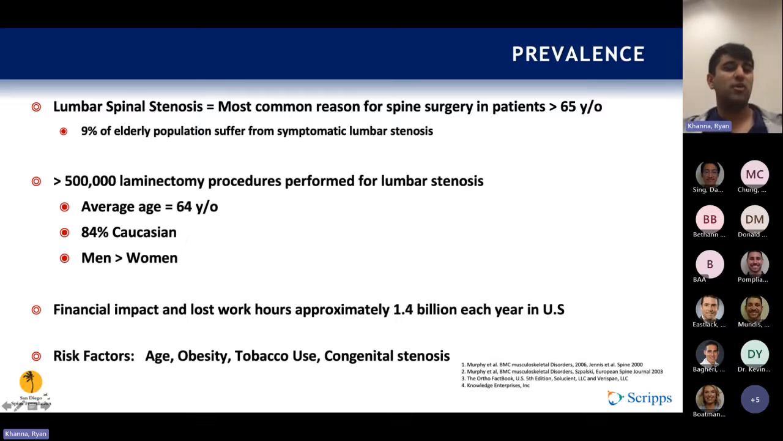The average age is 64. 84% are Caucasian in America, and men undergo surgery more than women. Low back pain is the most common cause for lost work hours in the United States, and lumbar spinal stenosis is one of the main reasons for that. It affects approximately 1.4 billion lost work hours each year, and there are many different risk factors for this.